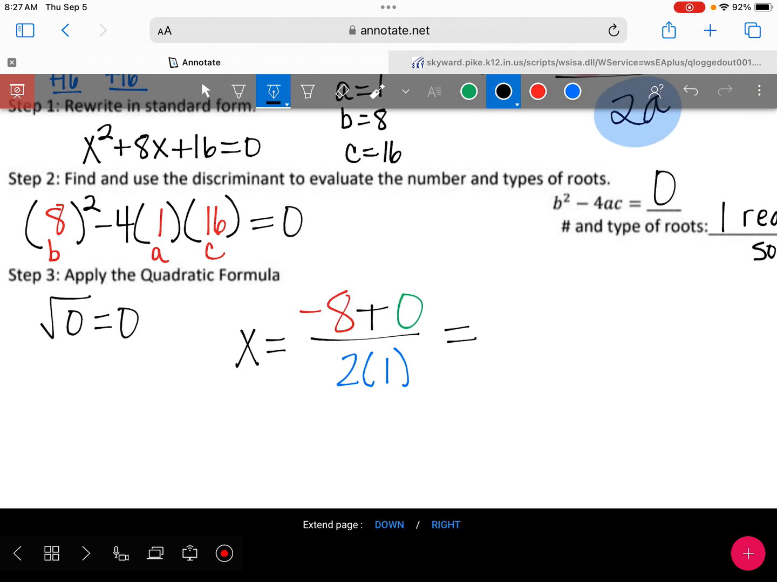And then we do it again with subtraction. Negative 8 minus 0 divided by 2 times 1. All right, go ahead and type those in your calculator.